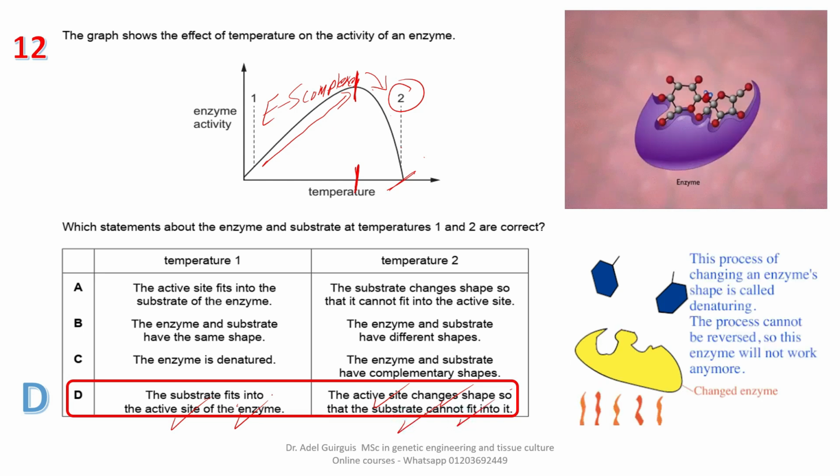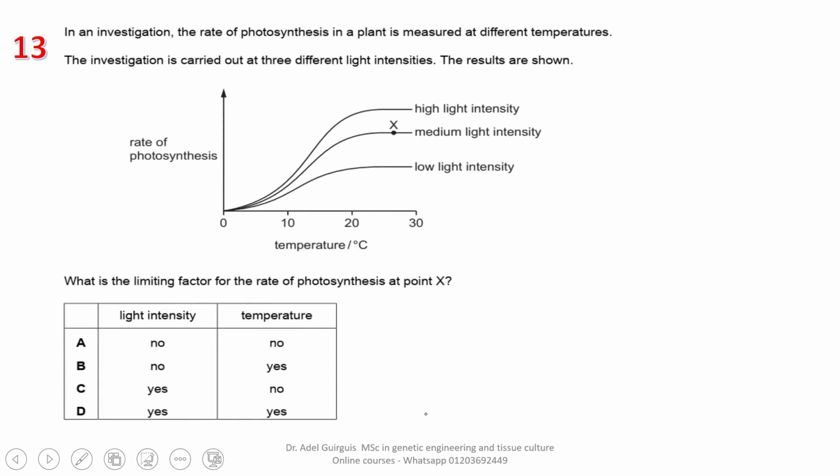Okay? Number 13. In an investigation, the rate of photosynthesis in a plant is measured at different temperatures. The investigation is carried out at 3 different light intensities: low, medium and high. The results are shown and drawn. What is the limiting factor for the rate of photosynthesis at point X? Okay, look please.